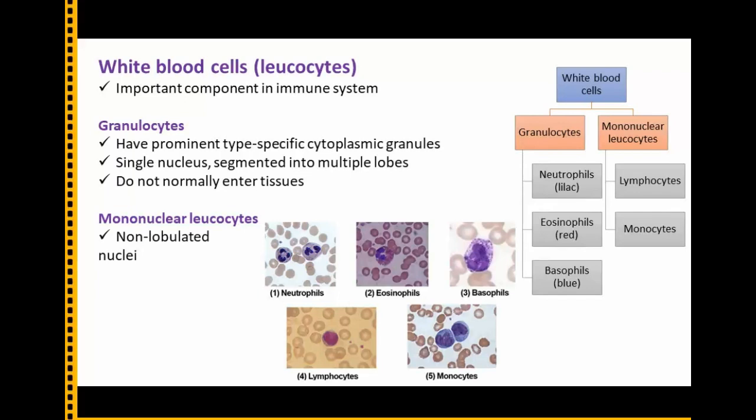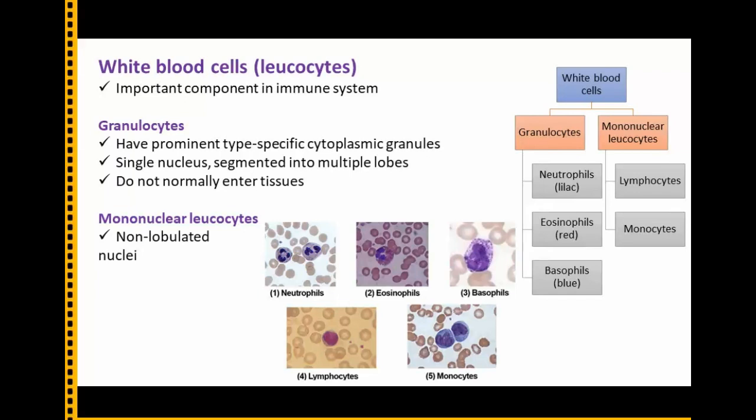So, why are they called granulocytes? Because they have granules in the cytoplasm. Do red blood cells have granules? No, they don't, but white blood cells, the granulocytes, have. They have a single nucleus, but this nucleus is segmented into lobes.